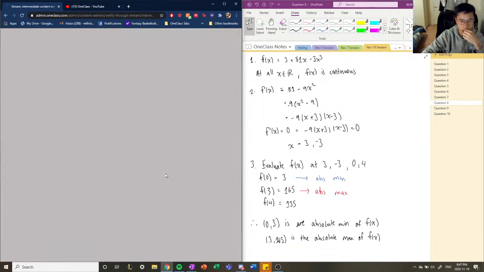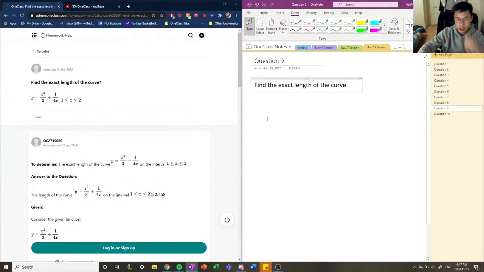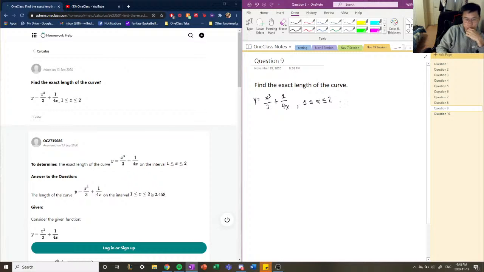Okay, cool. Let's move along to question number 9. The next question is: find the exact length of the curve y equals x cubed divided by 3 plus 1 over 4x on the interval from 1 to 2. Let me just write that out here.